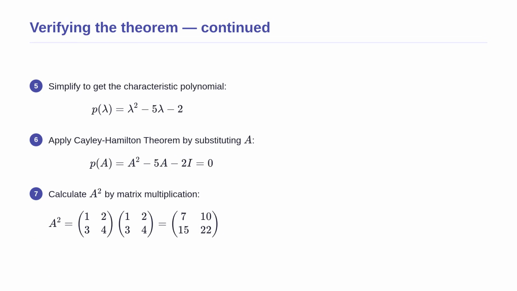Continuing with our calculation, we simplify the algebra to get our final characteristic polynomial, lambda squared minus 5 lambda minus 2. According to the theorem, replacing the scalar lambda with the matrix A should result in 0. Remember, the constant 2 becomes 2 times the identity matrix I. To verify this matrix equation, we first need to calculate A squared. We do this by multiplying the matrix A by itself using standard row by column matrix multiplication rules, which gives us a new matrix with larger values.